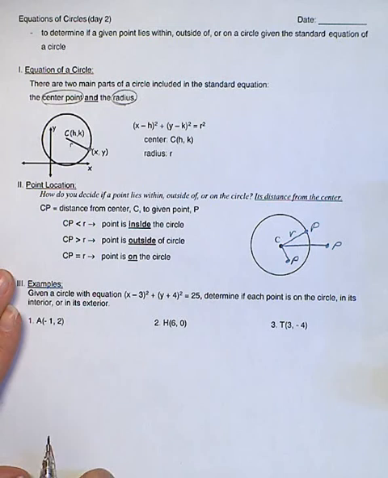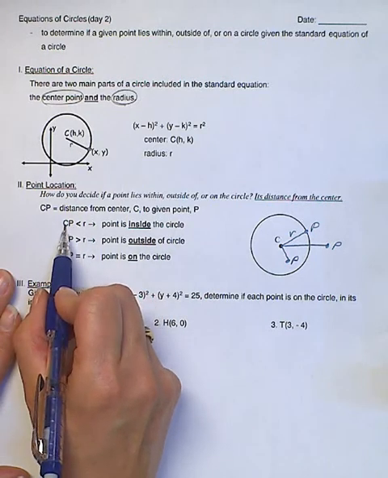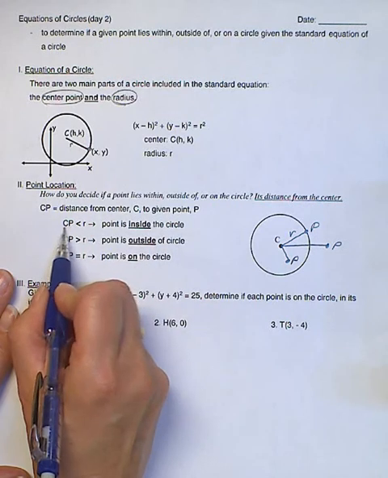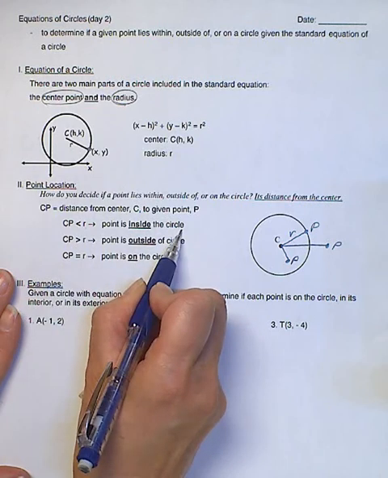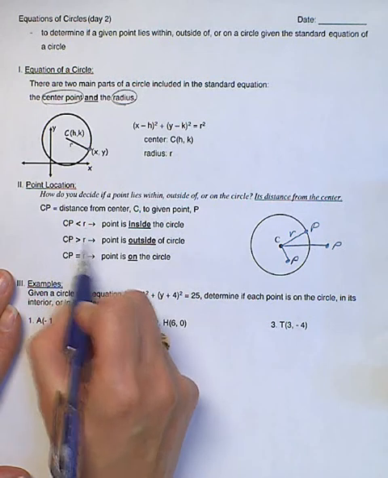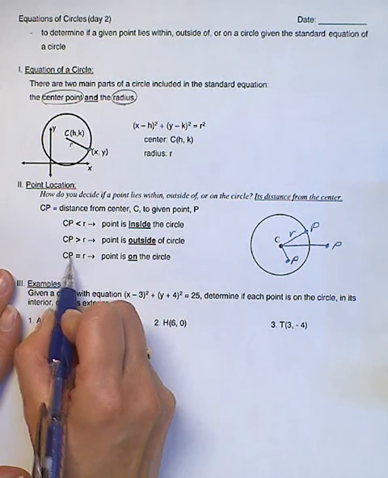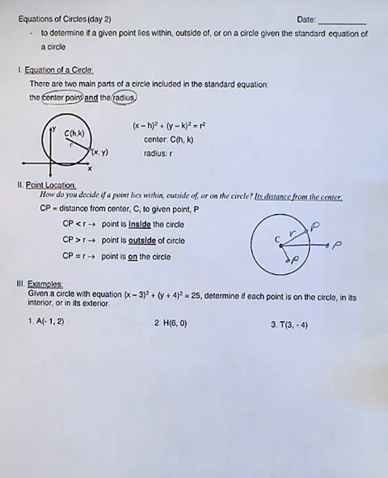So in summary, if the length from the center C to our mystery point P is less than the radius, then the point is inside the circle. If the distance from the center to our mystery point is greater than the radius, then the point is outside the circle. And if the length from the center point to the mystery point is exactly the radius, then it's sitting on the circle, because the radius tells me where the circle is. So we're going to compare distances to determine if it's inside, outside, or on.